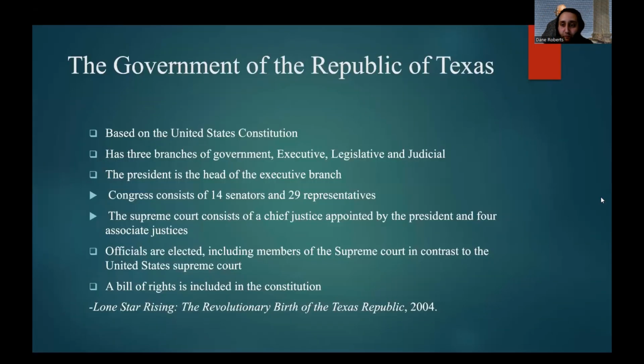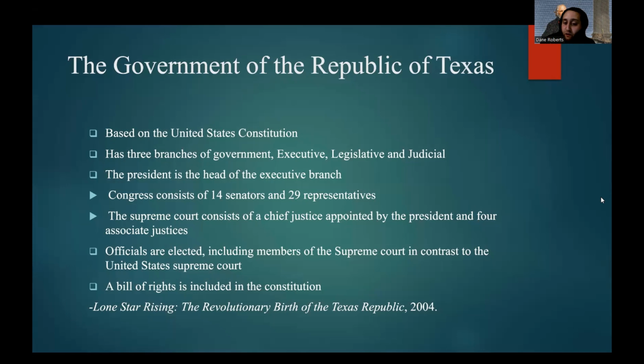Then we come to the government of the Republic of Texas, which, as we already stated in the beginning of the video, was based on the United States Constitution. Like the United States, it had three branches of government: the executive, legislative, and judicial. The president, of course, was the head of the executive branch, with Congress consisting of 14 senators and 29 representatives, and the Supreme Court consisting of a chief justice appointed by the president and four associate justices.